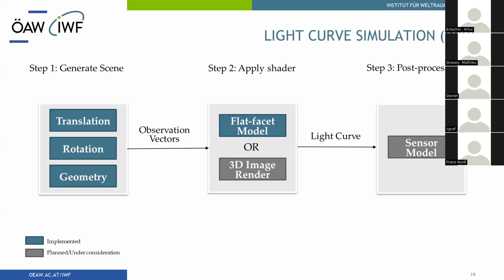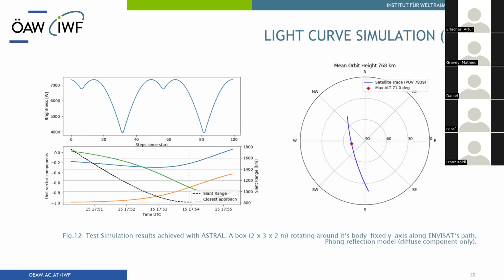But the simulation will be an important tool in the future I'm currently working on. Here's a little preview. Here is a simulated light curve of a box. Then here we have vectors of the observation geometry and how they change over time. So this could be a possible input for the machine learning model to give it more context. And this is the trace of the satellite across the sky. This is just more for human interpretation.